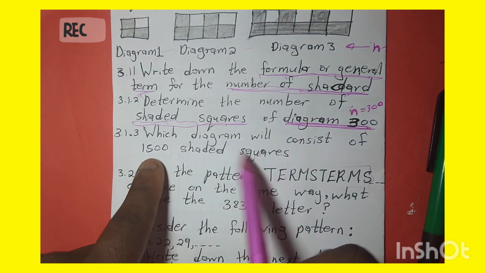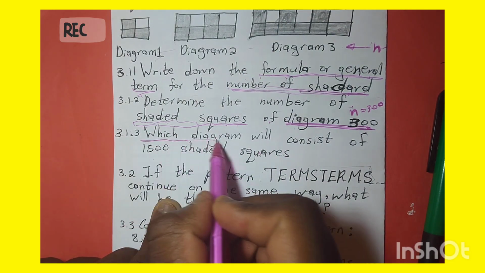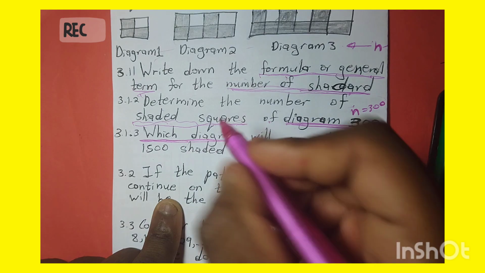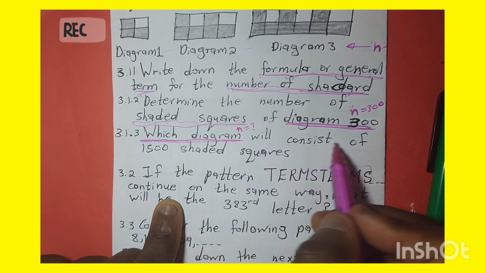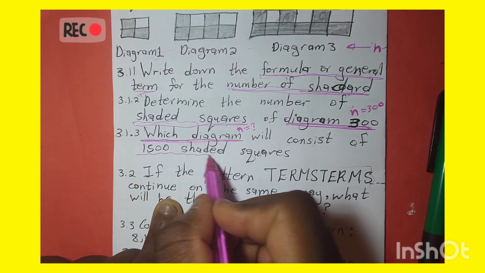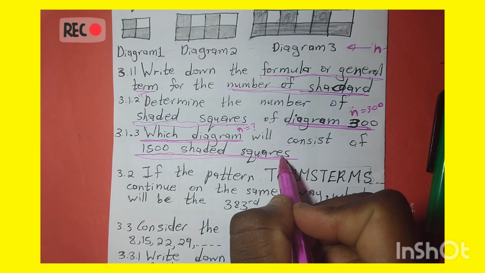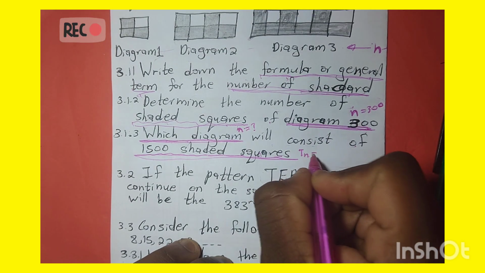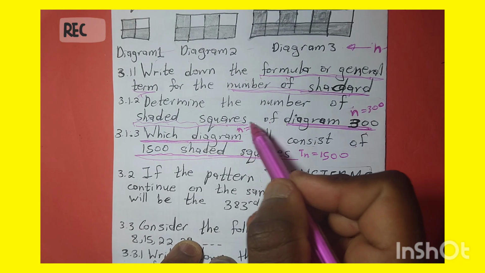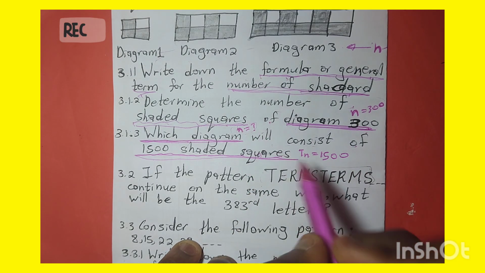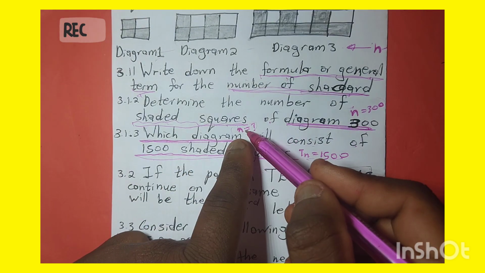So, cover this question, guys. Which diagram will consist of which number? Do you see this question? Which diagram? Meaning they ask for a position number there, which will consist of this number of shaded squares. Meaning this is what they gave me there. I'm given the shaded squares, and now they ask for n.